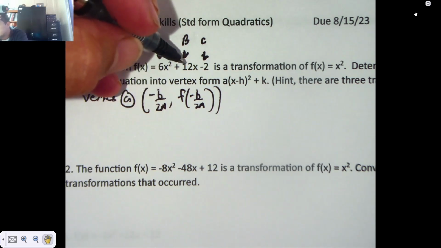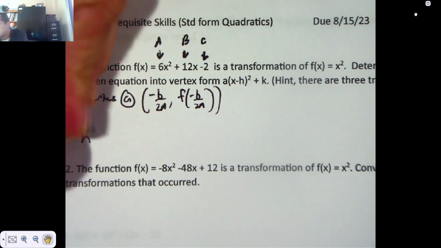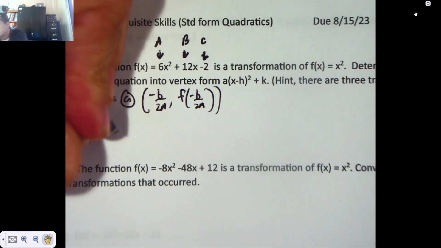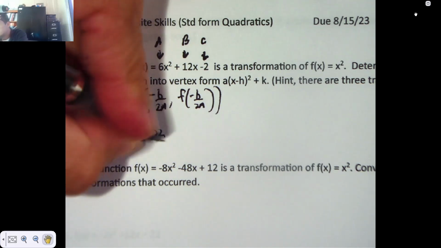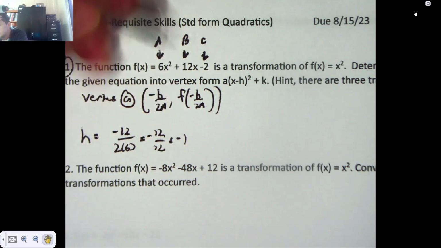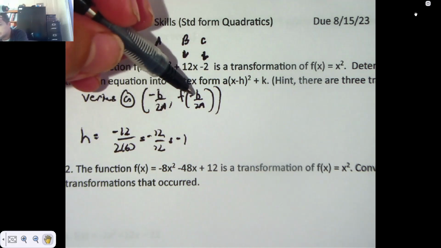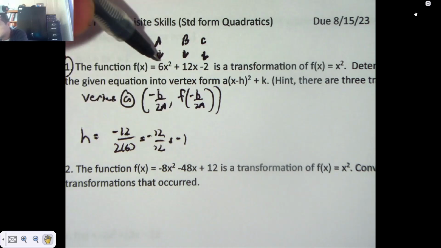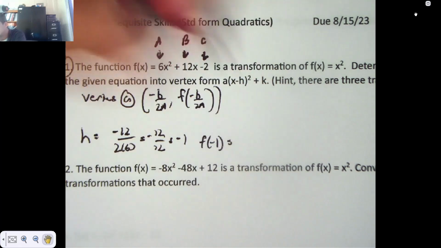That's going to be at negative 12. I'll call that H, by the way, because it is. It's at negative 12 over twice of 6, which is negative 12 over 12, which is negative 1. And then I have to plug it back in, because it says f of negative b over 2a. So I'm going to take my negative 1 and plug it into the equation. f of negative 1 is 6 times a negative 1 all squared plus 12 negative 1s minus 2.